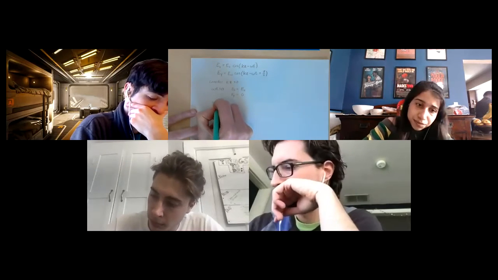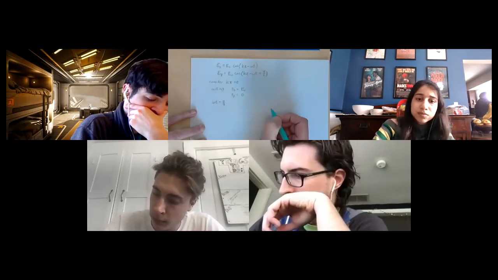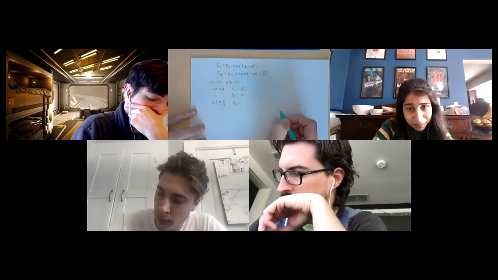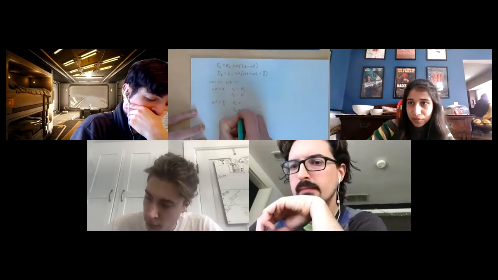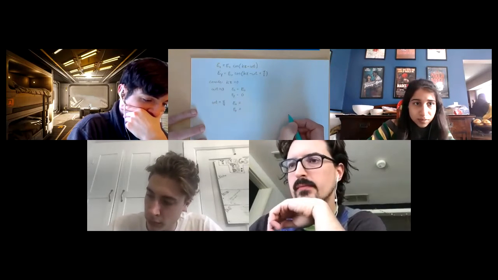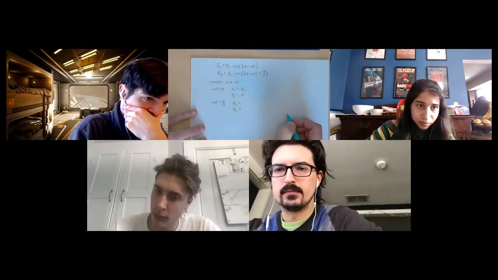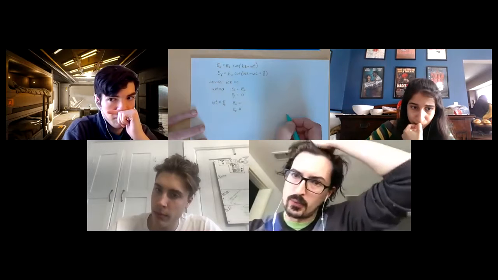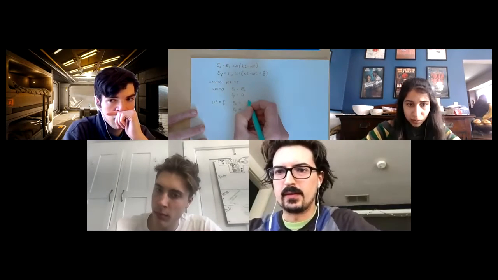Okay, what about omega t is pi over 4? See if we can work that one out. EX and EY. What are we going to have? EX will be E0 cosine of negative pi over 4. That's correct. And what is that?